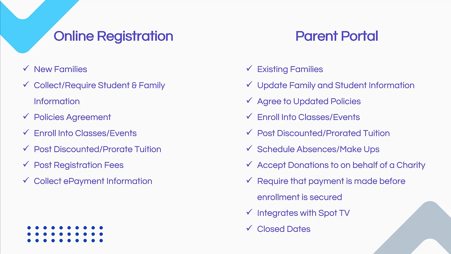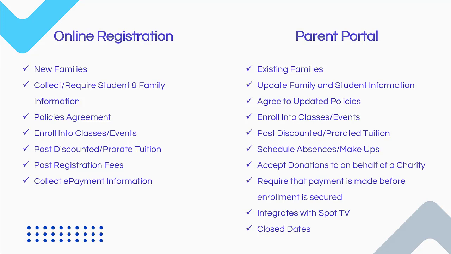Your online registration, as we talked about on Tuesday, is for new families and new families only, whereas your parent portal is for existing families. That is the big difference between them, but there are some subtle differences as well. On your online registration form, you collect or require all of that student information. In the parent portal, your parents have access to go in and update that information.